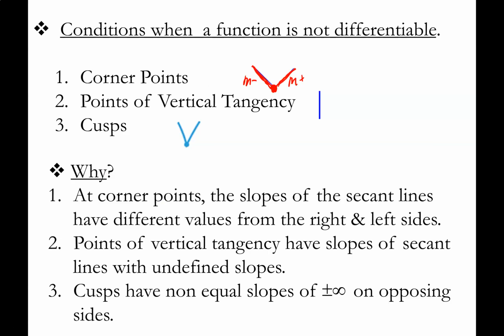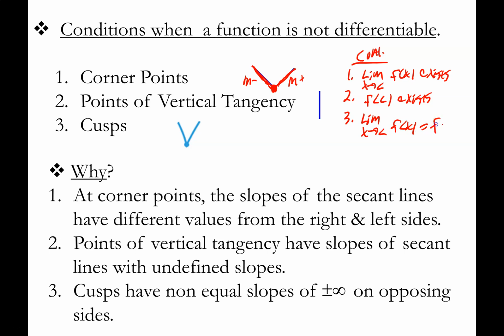If a function is continuous, hopefully you remember the three conditions for continuity. Number one, the limit as x approaches some constant c of f of x must exist. F of c, there has to be a point there, must also exist. And lastly, that limit as x approaches c of f of x must equal f of c. That's to be continuous. And I will tell you, in order to differentiate, continuity is needed.